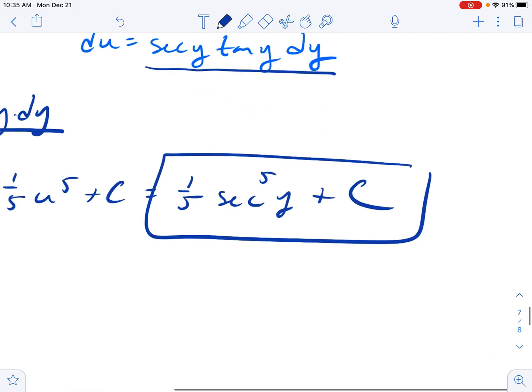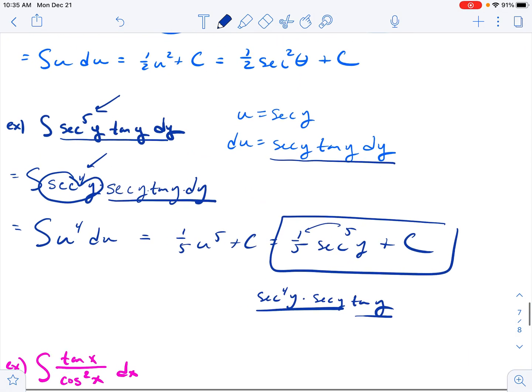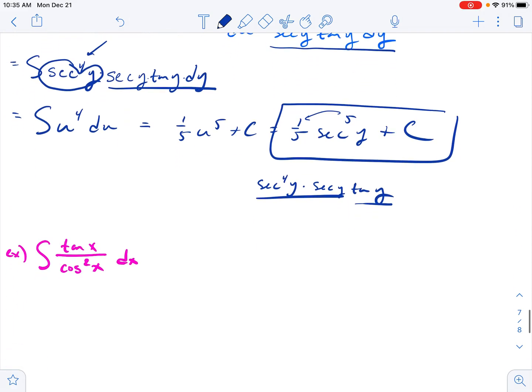And again, if we want to see if this works, let's take a look. If I take the derivative of this, bring down the 5 using the chain rule, that'll cancel. I'll get secant to the 4th y times the derivative of secant, which is secant y tan y. And sure enough, secant to the 5th y tan y is exactly what we got back when we took the derivative. That's what was in the integral.